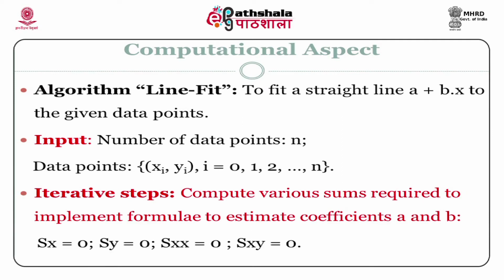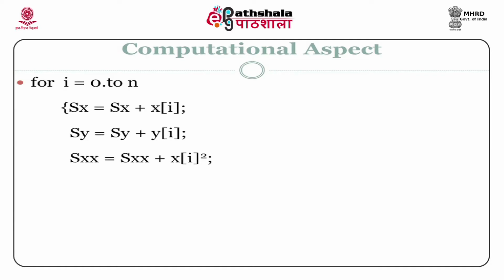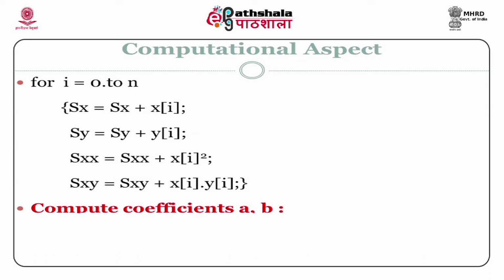The iterative step is to compute these sums: sx, sy, sxx, sxy. So we initialize all these sums to 0, and then for i equal to 0 to n, sx equals sx plus xi, sy equals sy plus yi, sxx equals sxx plus xi square, and sxy equals sxy plus xi times yi. That is a very simple for loop which computes all these sums, and after computing them we put them in the formula for A and B.